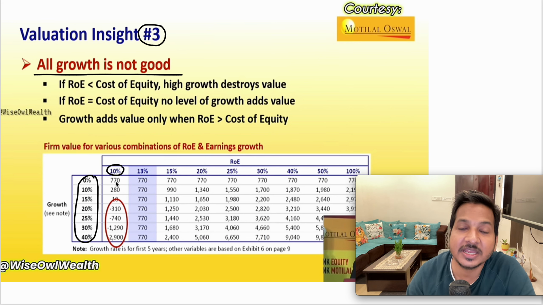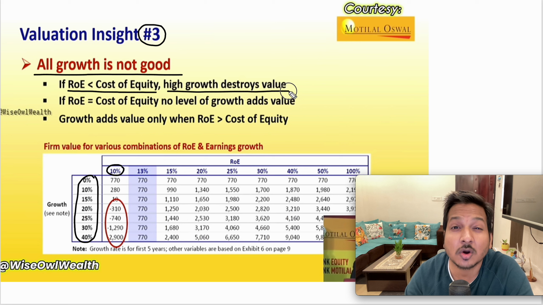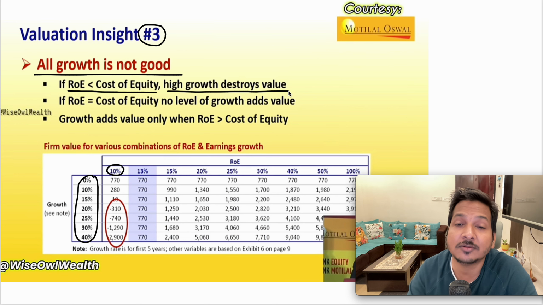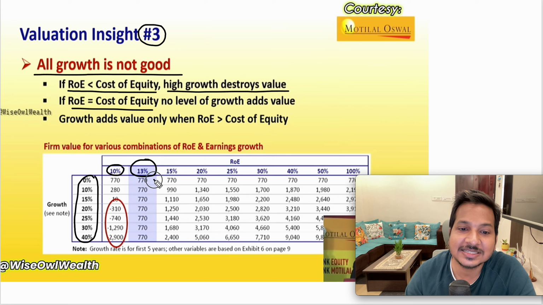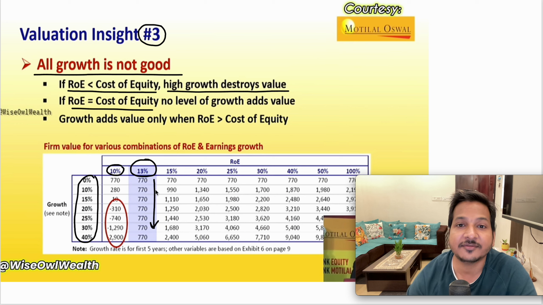So ROE is very important with the growth rate. If ROE is less than cost of equity, meaning 13%, high growth will destroy the value. It will not generate value, it will destroy value. If ROE is equal to cost of equity, meaning 13%, in this column you can see 13%, then also you can see no value addition, even with higher growth, my friend. So if ROE is 13%, there is no value addition even with higher earning growth.